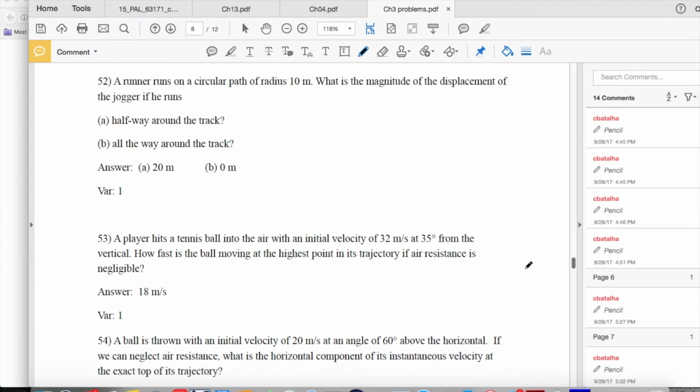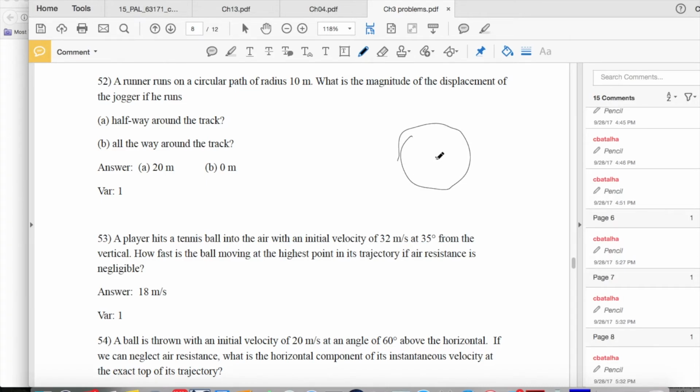See a little bit of rotation. A runner runs on a circular path of radius 10 meters. So radius is 10 meters. This is 10, right? What is the magnitude of the displacement of the jogger if he runs halfway around the track?